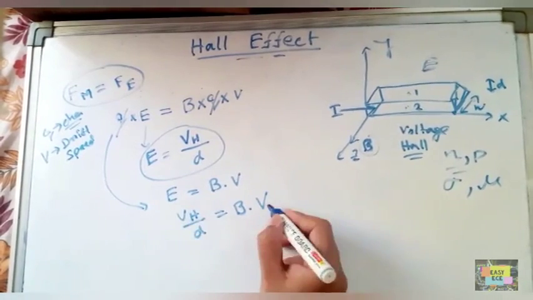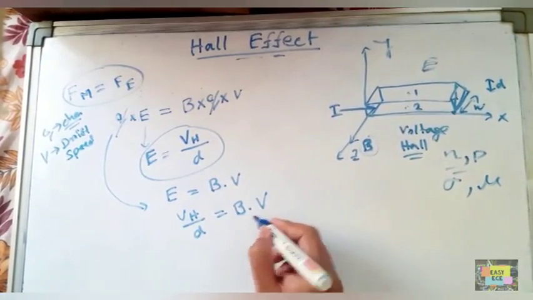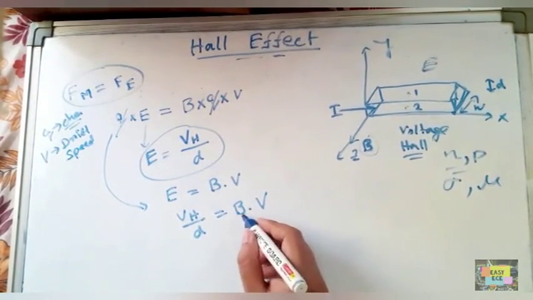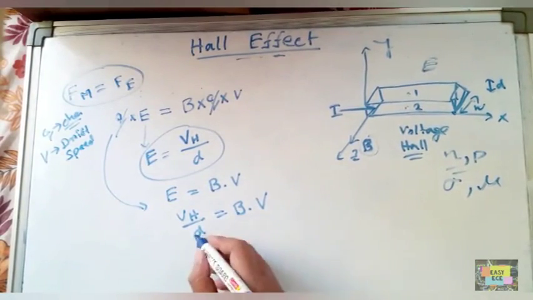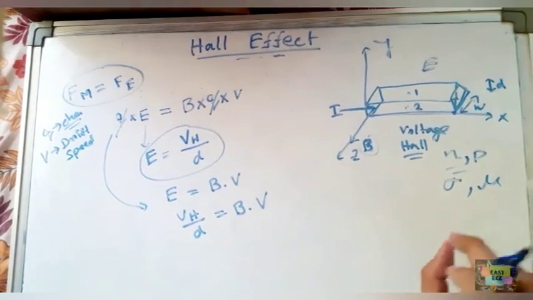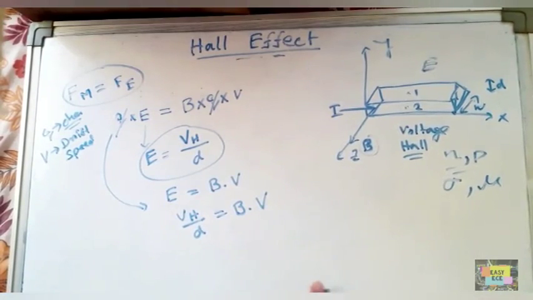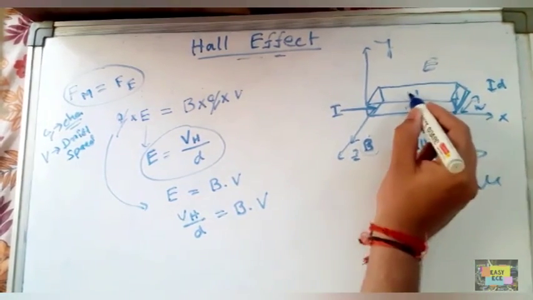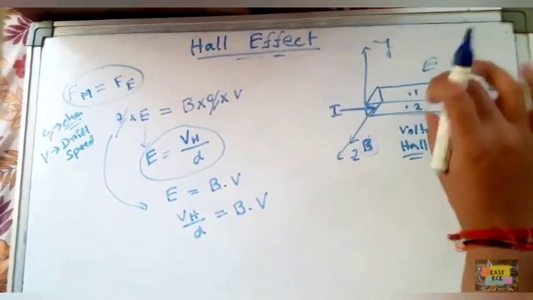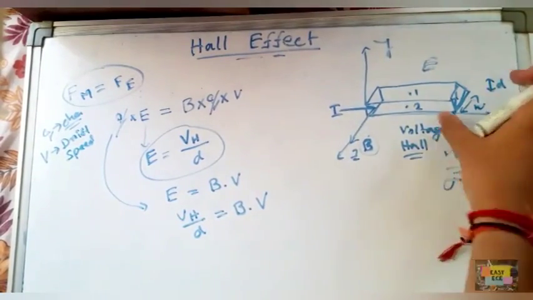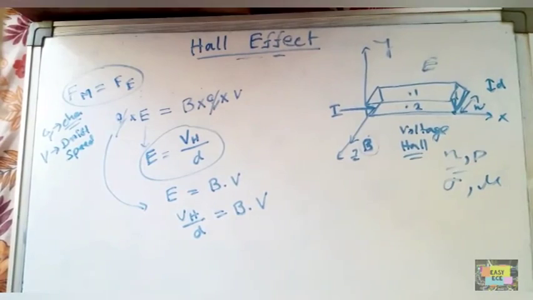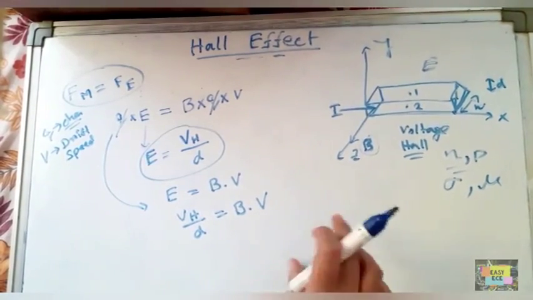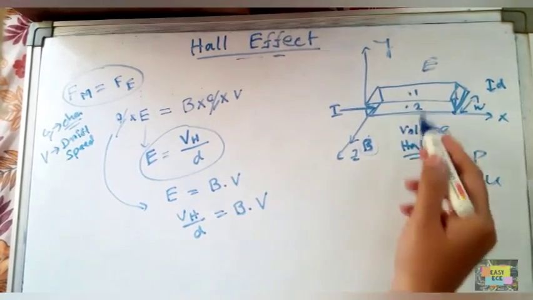This is the Hall voltage and drift speed, B is the magnitude of the magnetic field, and d is the distance of the bar, that is, the thickness. So this is the distance between surface 1 and 2. The distance between surface 1 and 2 is d. That is why the voltage develops across both surfaces, parallel to each other.